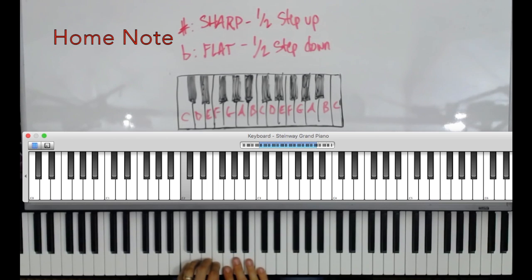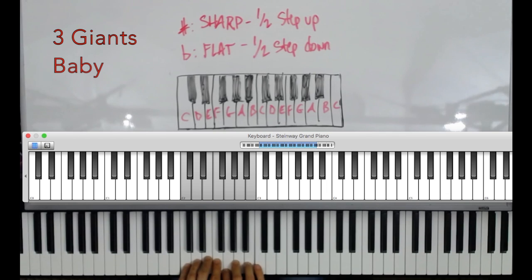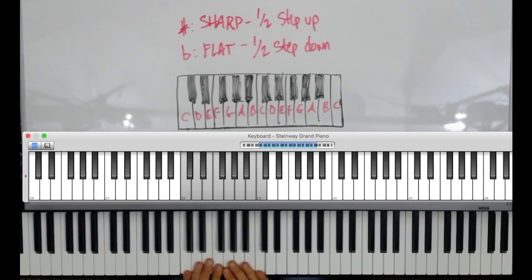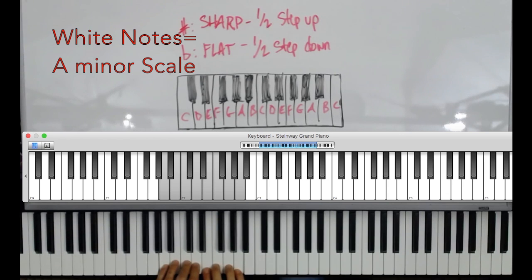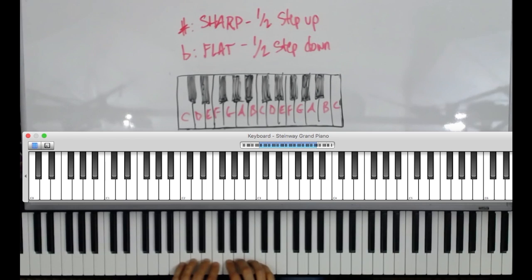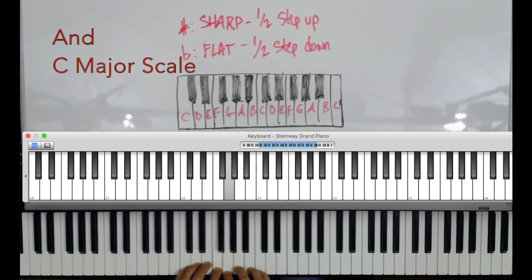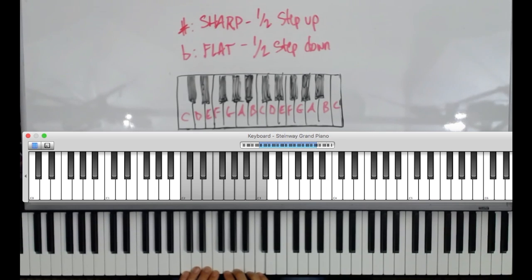Home note. 2 giants and a baby. 3 giants and a baby. Okay? Now, here comes the details. The white notes, they're designed to give us A to A. That's what they designed. But when we move up to C, they naturally give us this, and we like to live here because it's happy, all right? But they're not designed to give us any of the other major scales.